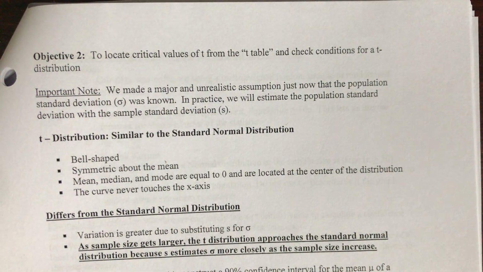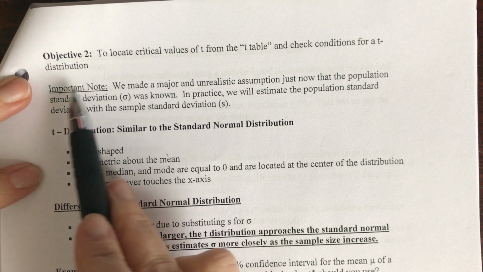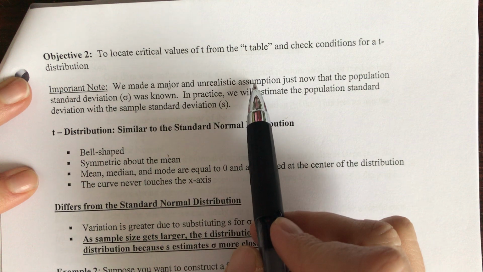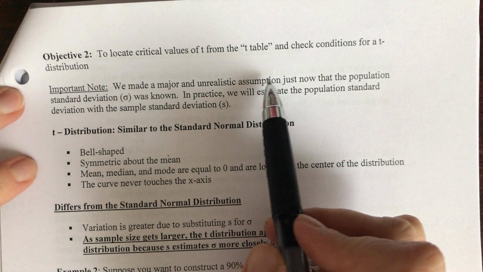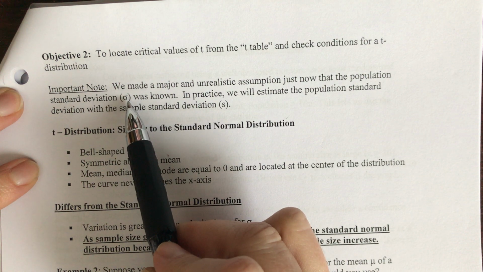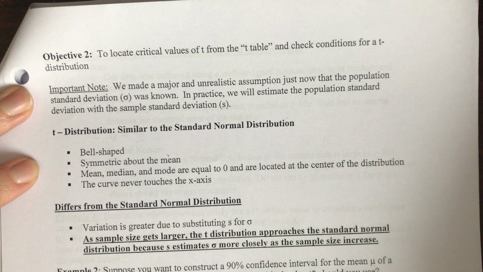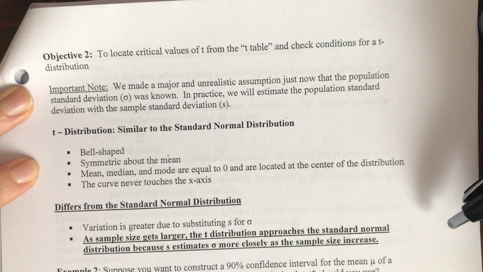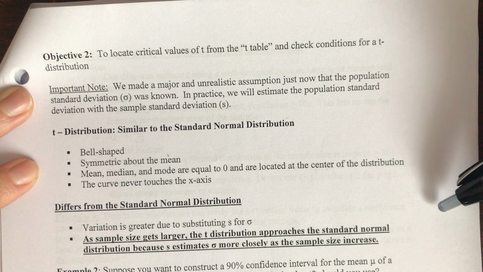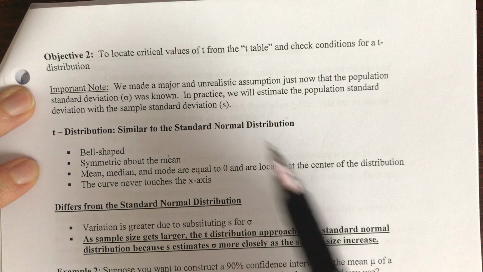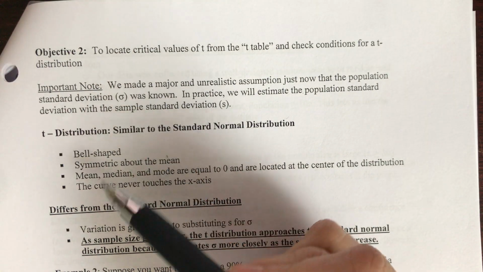So this is an important note. I probably should have put stars and bells and whistles on this. We made a major and unrealistic assumption in the example we had just done: that the population standard deviation was known. It's highly unlikely. If you're collecting sample data and you know your population standard deviation, that means you probably know the data for your entire population. And if you know the data for your entire population, then you don't really need to collect a sample, right?